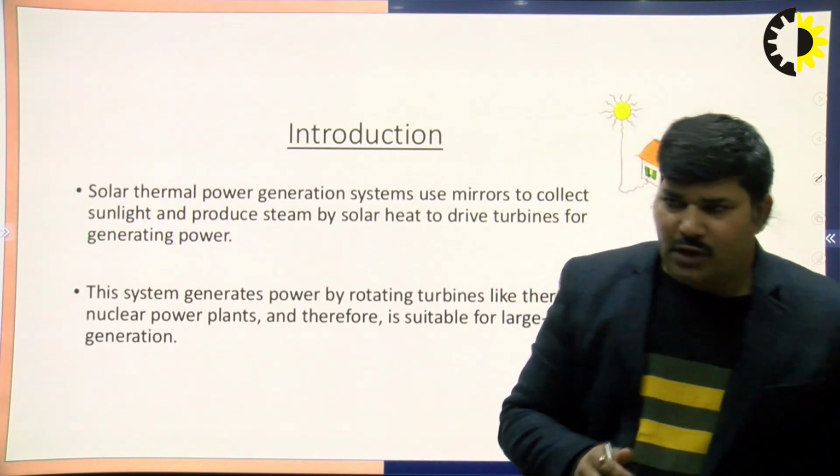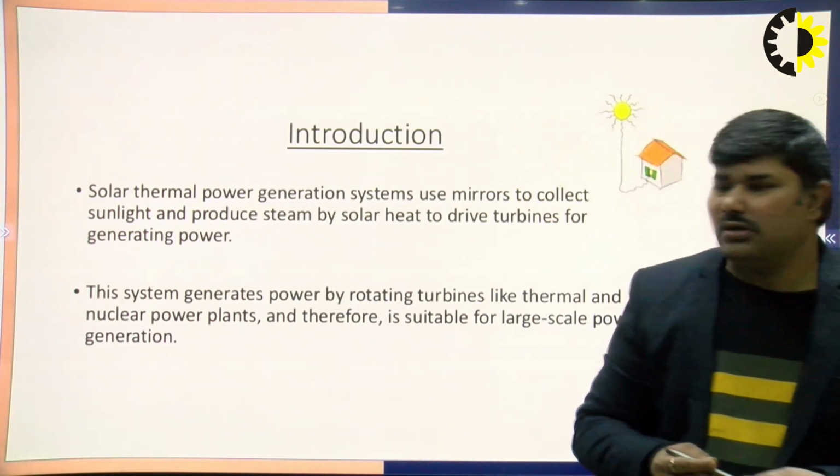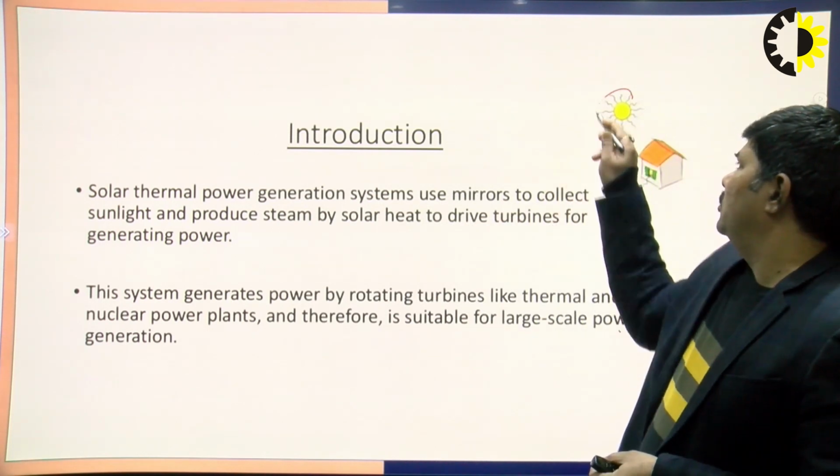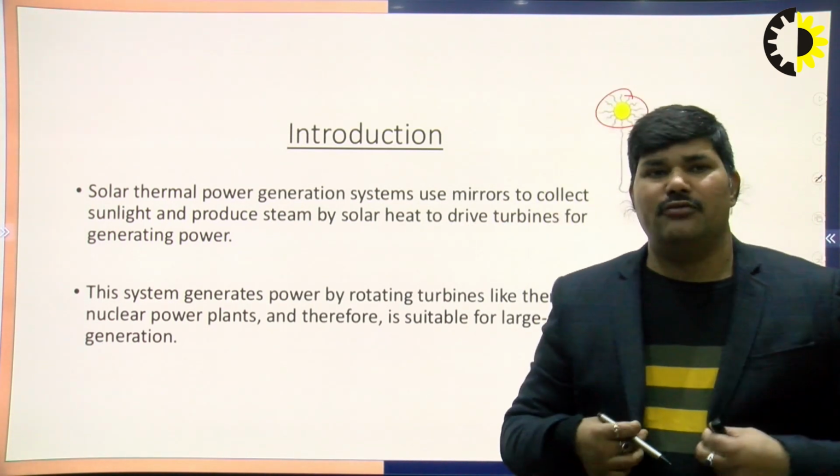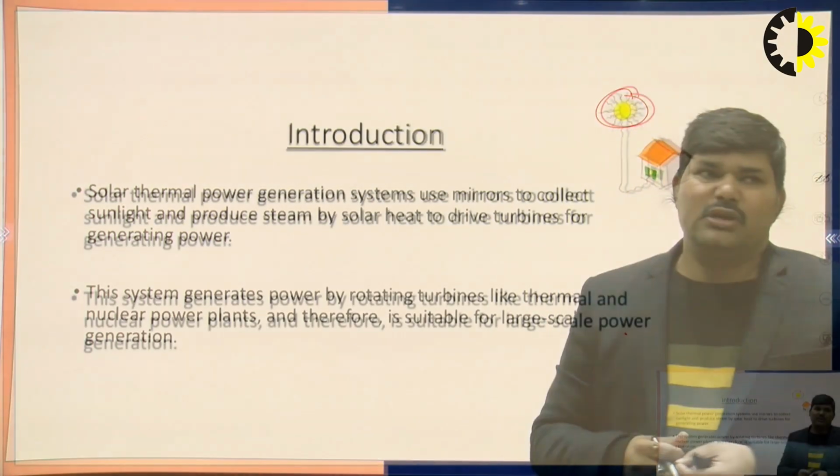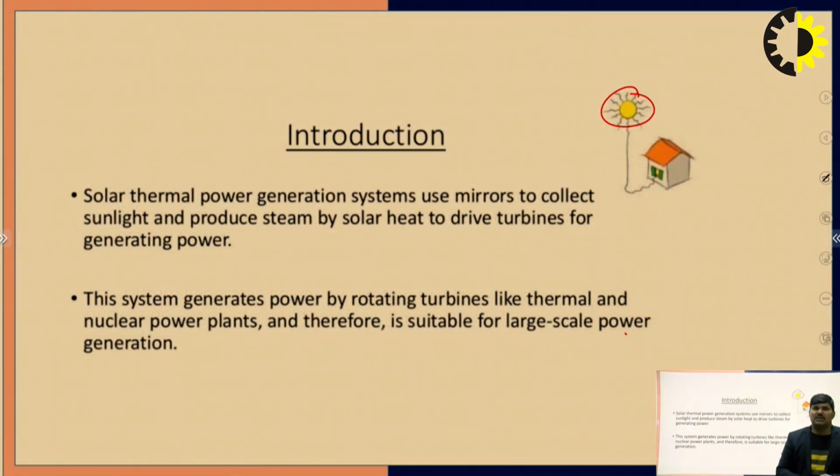Everyone knows we can use solar power through the sun, and the sun is freely available to everyone. The solar thermal power generation system uses mirrors to collect sunlight and produce steam from the solar heat to drive a turbine for generating power. This system generates power by rotating a turbine like thermal and nuclear power plants, and therefore it is suitable for large-scale power generation.